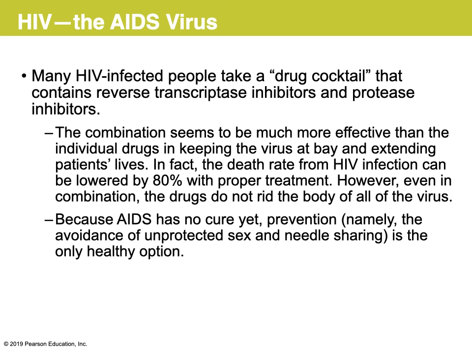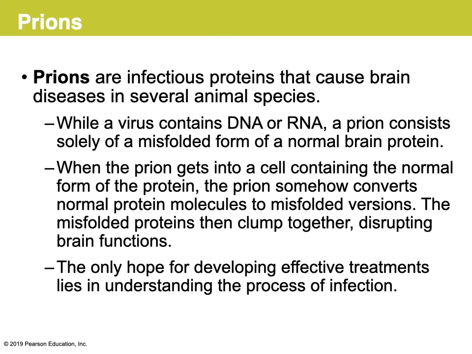Now, you thought viruses are weird? Let's talk about prions. Prions don't have genetic material. A prion is an infectious protein that is associated with brain diseases in several animal species. So while a virus has DNA or RNA, a prion is just a misfolded brain protein. Not genetic. It's just a messed up protein, right?